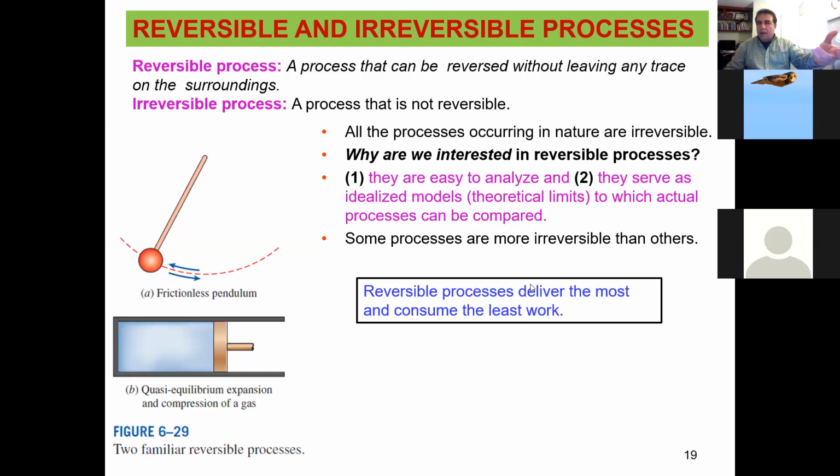Like the Carnot cycle, it's a 100% reversible cycle. Reversible processes deliver the most and consume the least work. So if you have a piston and cylinder and you compress a sample of air at a higher speed and then you let that come back to its original position, that's an example of a reversible process. Or PdV work, we call it PV work.